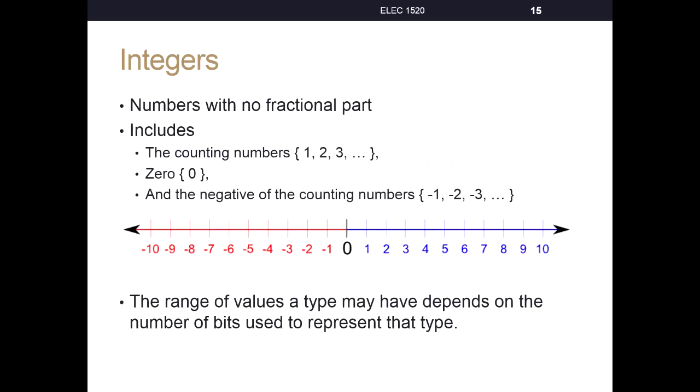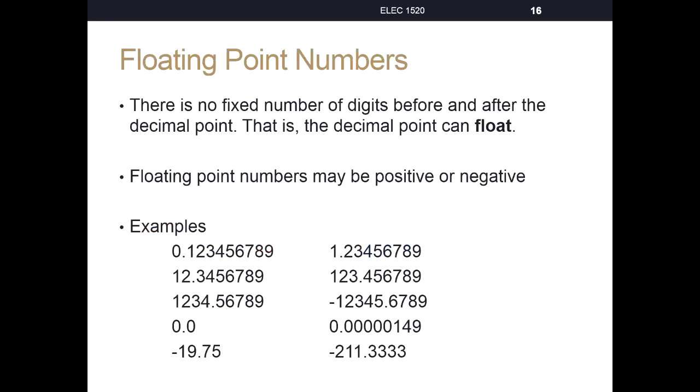Just a reminder of what an integer is. Numbers with no fractional part. And here's an example of a number line. Integers can be much greater than -10 or +10. This is just simply an example to remind you of what an integer is. The range of values of a type depends on the number of bits used to represent that type. So bits are binary digits. Depending on how many we have, we can store the smallest to the largest number. We'll talk about those ranges in just a minute.